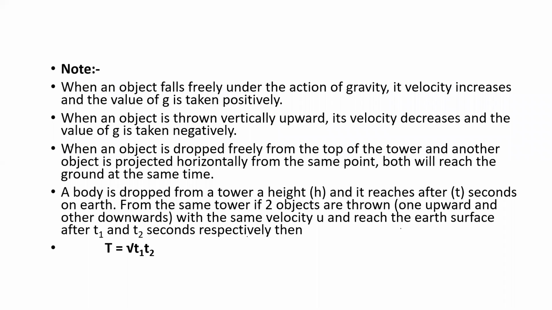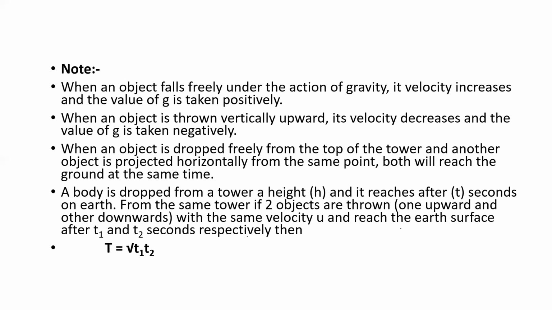Next question. When an object falls freely under the action of gravity, its velocity increases. See here, students, when the object is falling freely, its velocity increases and the value of g is taken as positive, meaning when it is towards the earth. When an object is thrown vertically upward, its velocity decreases and the value of g is taken as negative. Just now I told you, when you are throwing upward, it is taken as negative. When it is falling down, it is taken as positive.